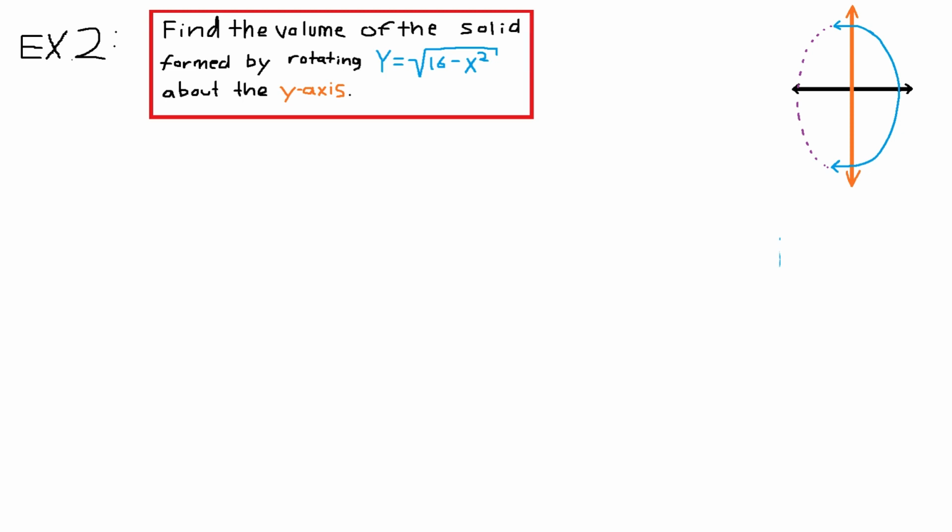Here's another example. Find the volume of the solid formed by rotating y equals the square root of 16 minus x squared about the y-axis. Now, I'll let you guys give this one a shot.